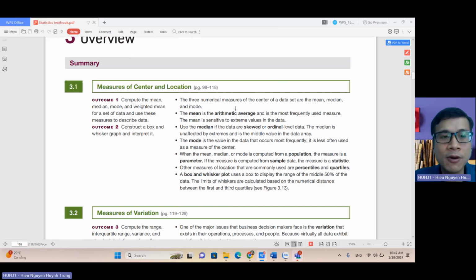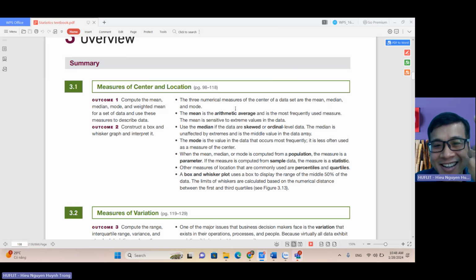Okay, let's start with 3.1, the measures of central tendency and location. In this part, we already learned the 3 numerical measures of the center of a data set, which are the mean, median, and the mode. Let's start with the first one, which is also the easiest one. So the mean or the average. It is the arithmetic average and is the most frequently used measure. However, the weakness is that the mean is very sensitive to extreme values in the data set.